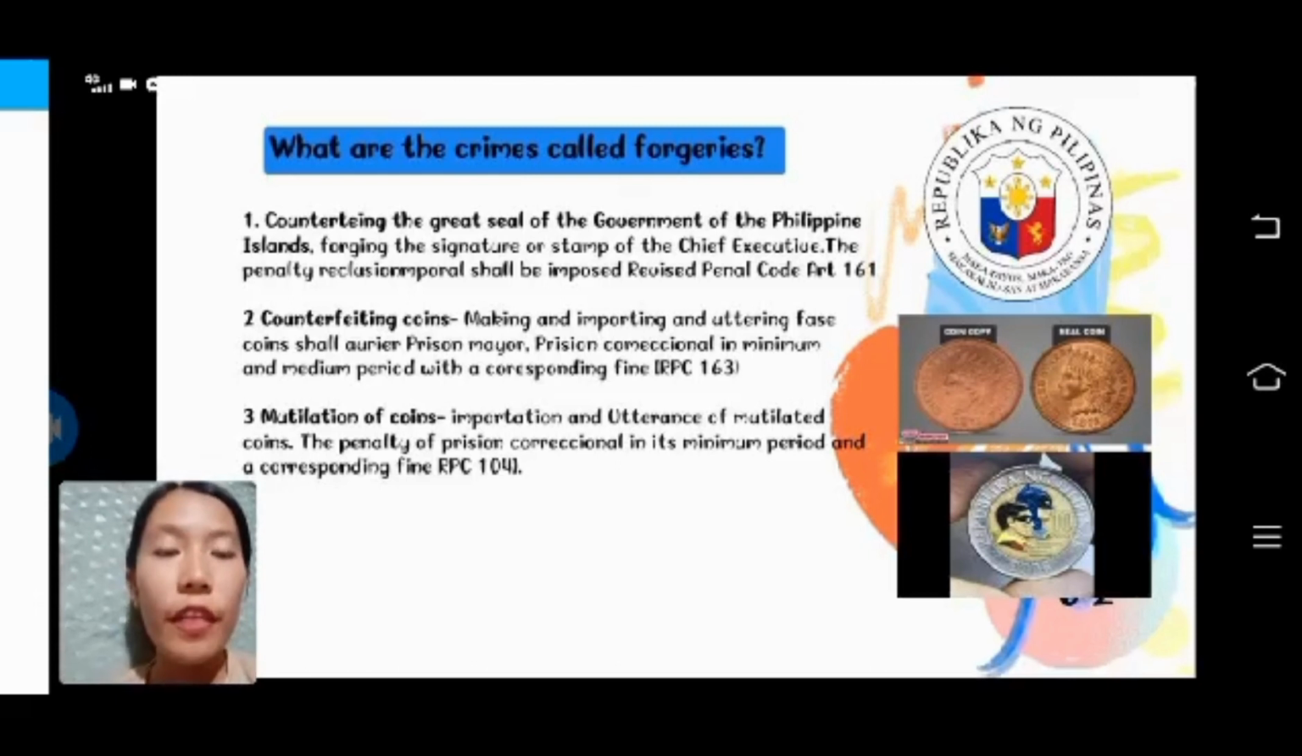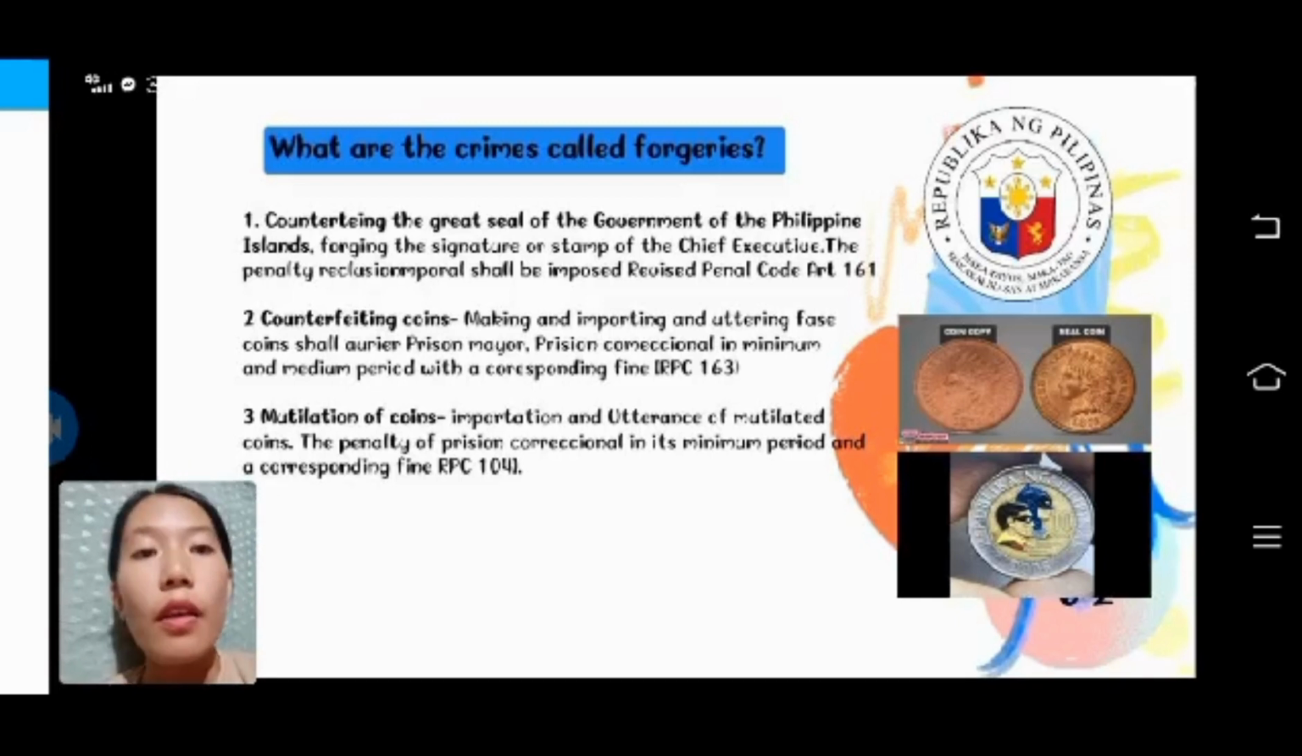First is counterfeiting the great seal of the government of the Philippine Islands, or forging the signature or stamp of the chief executive. The penalty is reclusion temporal, as imposed by Revised Penal Code Article 161. Second is counterfeiting coins. Making, importing, and uttering false coins shall carry prision mayor or prision correccional in its minimum and medium periods with a corresponding fine, under RPC Article 163.